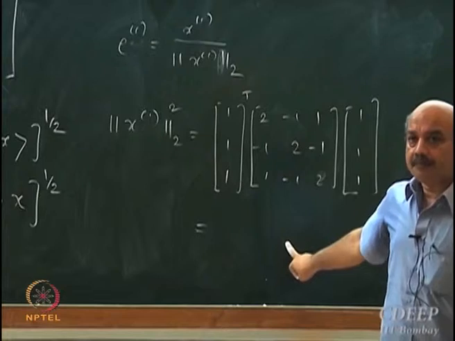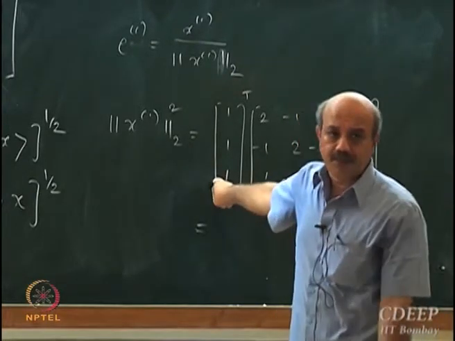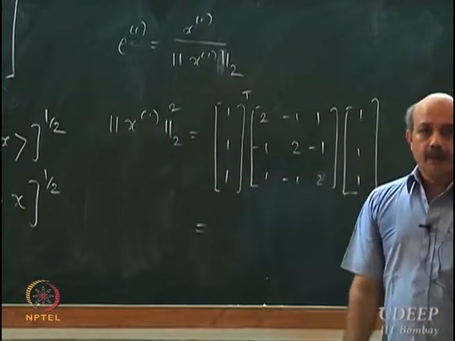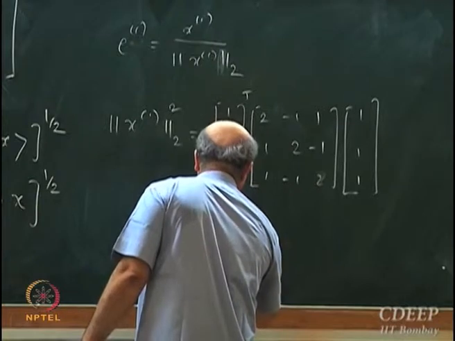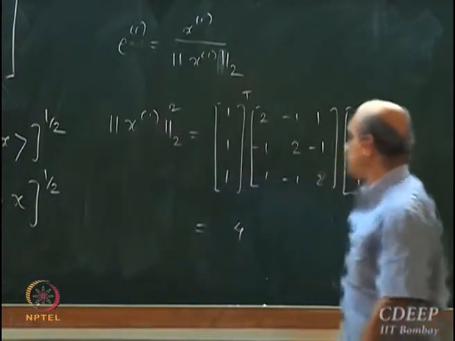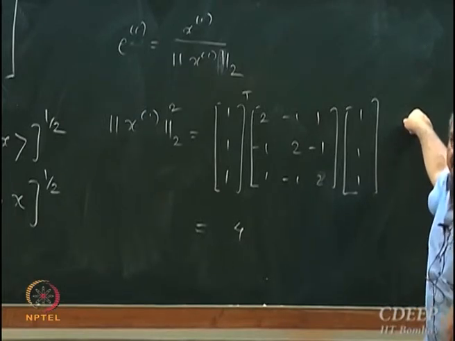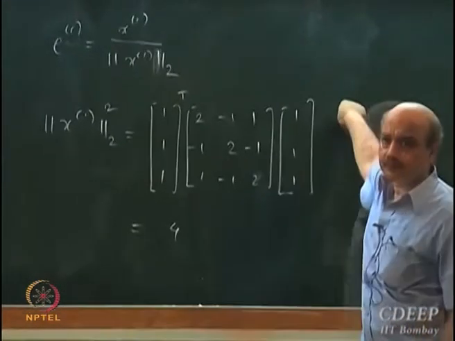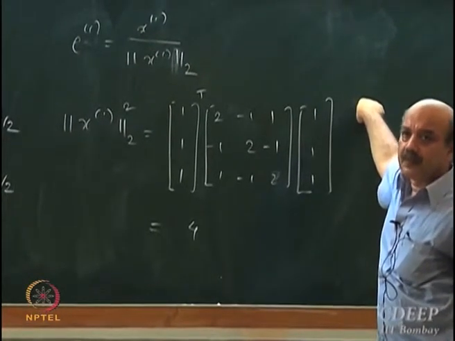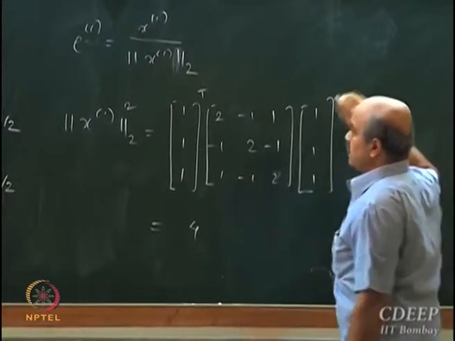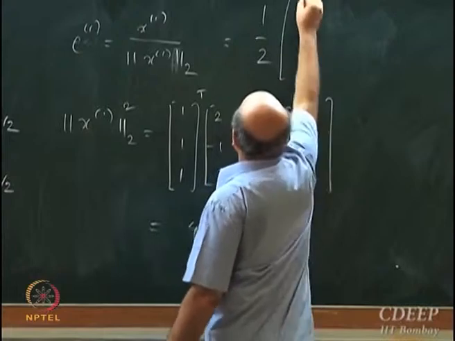This multiplication comes out to be 2. Square is 4. So this comes out to be 4, and then square root of this is 2. Okay. So what is the direction? First direction? Yeah. The first direction then becomes, E1 becomes half 1 1 1.